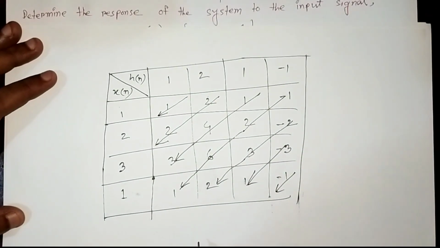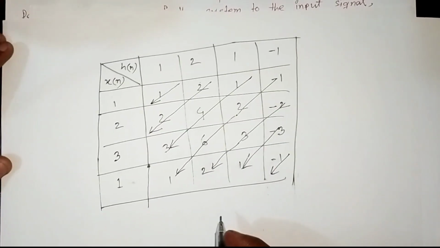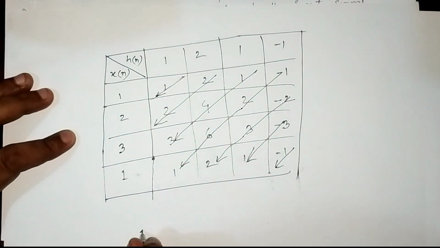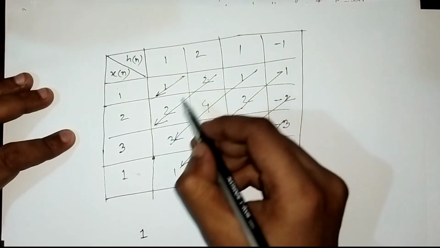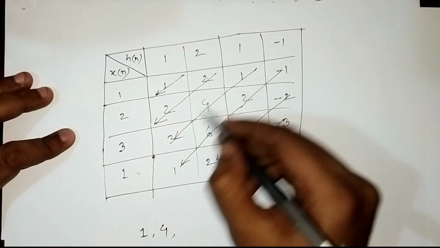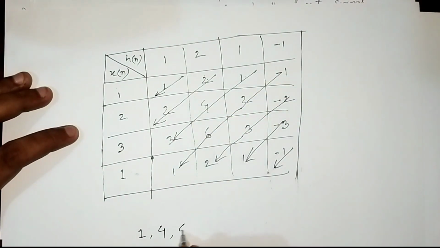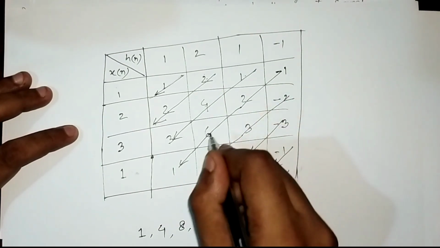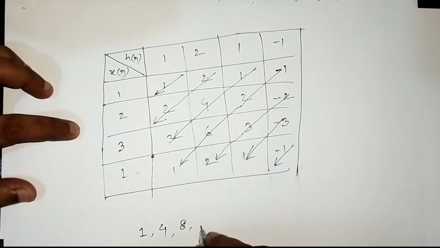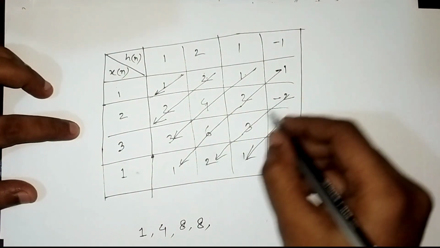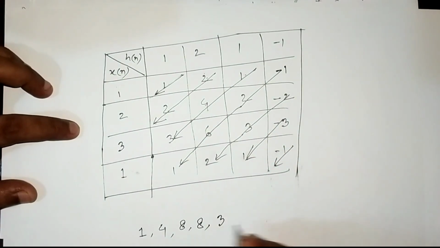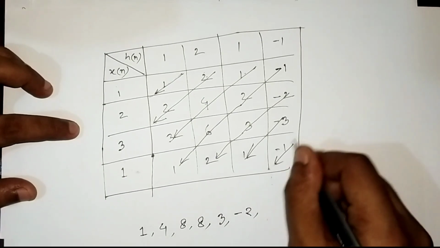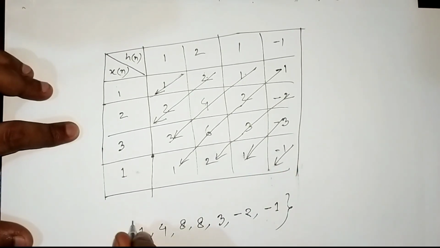Okay, and in this sequence, what do you get? You will get this. This is simply 1, nothing else, so 1. And in this sequence you get 2 plus 2, that means 4. In this sequence you get 1 plus 4 plus 3, that means 8. In this sequence you get negative 1 plus 2 plus 6 plus 1, that means again 8. In this sequence you will get 3. In this sequence negative 3 plus 1, that means negative 2. And in this sequence negative 1. So that is the output sequence.